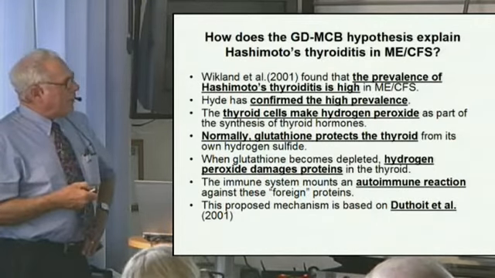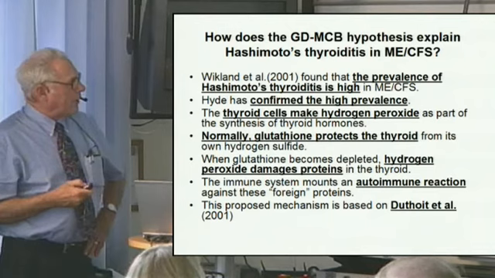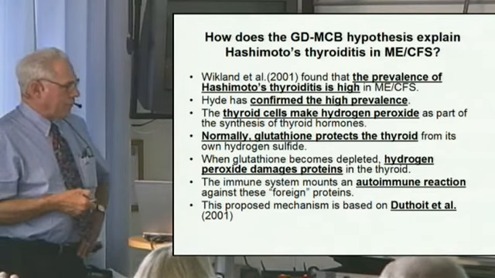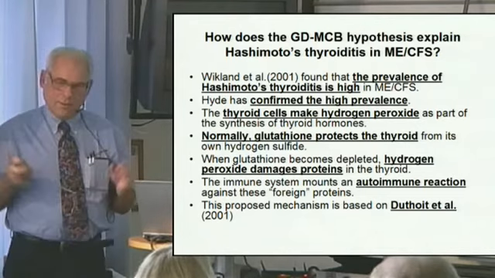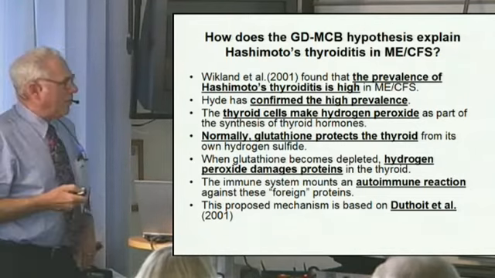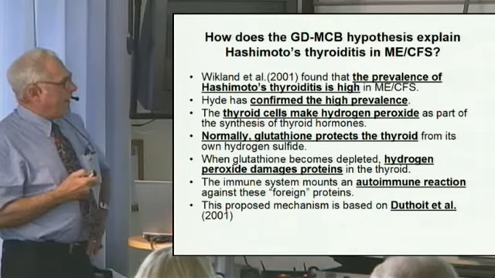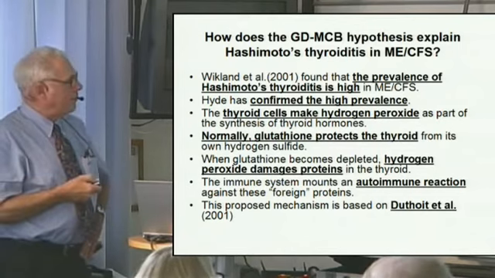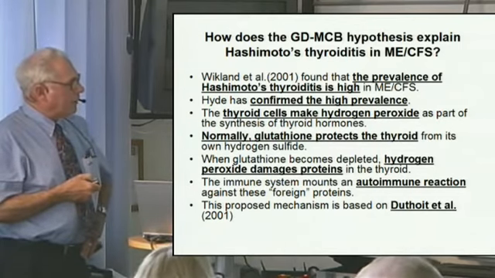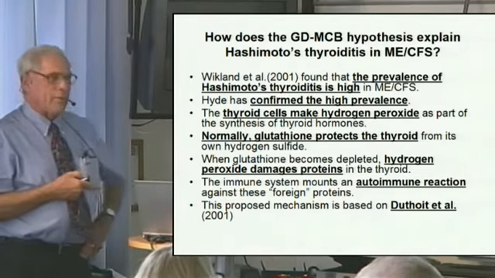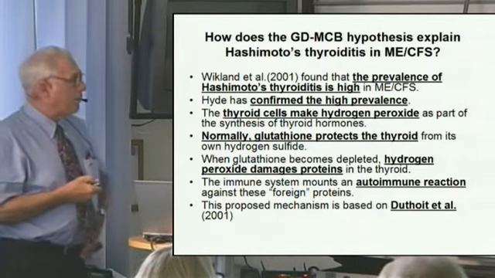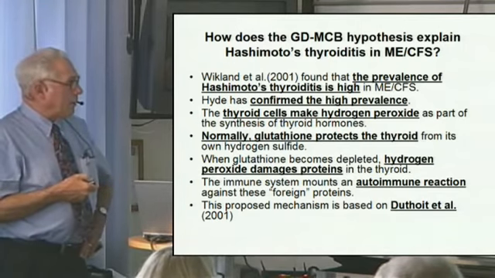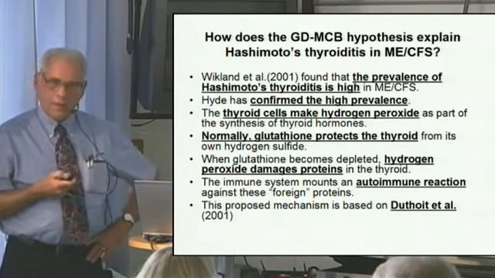Okay, thyroiditis, Hashimoto's. Now, what I've done is adopted this model from Duthoit here, okay? And there may be more going on in the thyroid than I'm talking about here, but I think this is one thing. This gentleman is from Sweden, I believe, right? Wickland. And he found that something like 40% of the patients had this Hashimoto's thyroiditis. And Byron Hyde in Canada has confirmed that it's very high. He sees a lot of it.